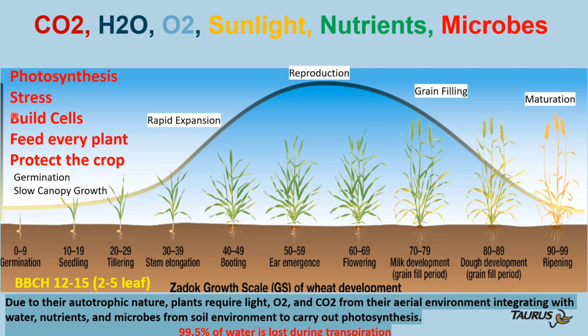We've got to build cells because if we don't build cells, we don't even get a plant. We've got to feed every plant, and that's where nutrition goes in, where we're putting fertility products in the ground and as foliars to feed every plant across that landscape. And it's the only way we can level out some of the variability in terms of nutrients. And then we can protect the crop. Those are the roles of farmers, and these are the roles of plants.